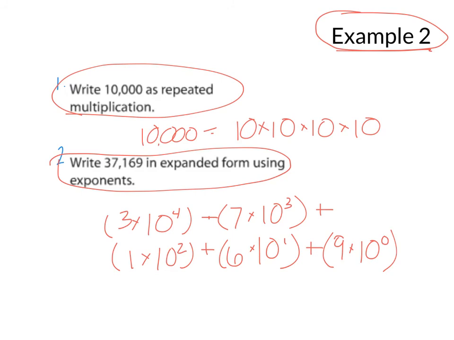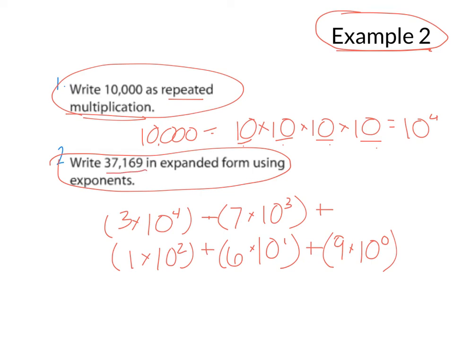Alright, so these 2 might have been harder for you. Maybe you didn't know what repeated multiplication meant. But repeated multiplication means that you have multiple tens after each other, which would be short for 10 to the 4th power. But you should have had 10,000 equals 10 times 10 times 10 times 10. That's the correct answer.